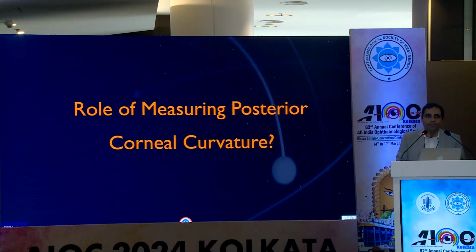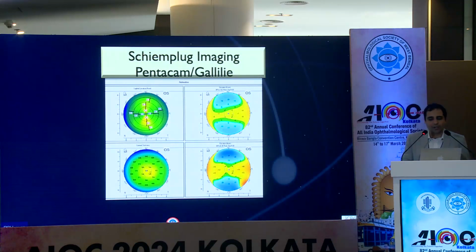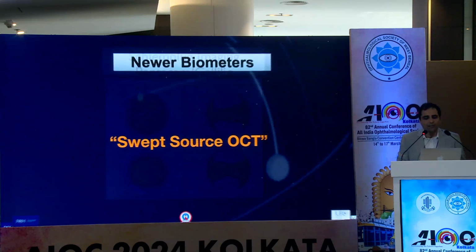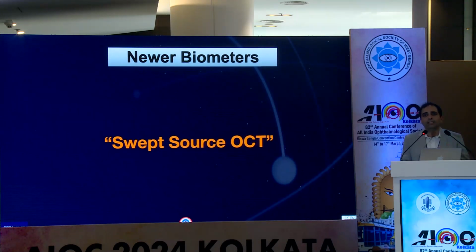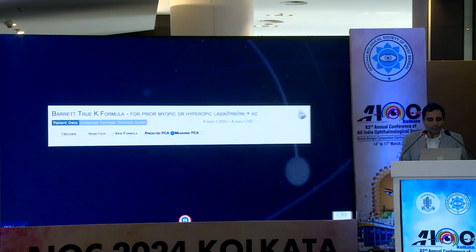What is the role of measuring the posterior corneal curvature? The discussion that we just had. There are now machines which allow us to measure the posterior cornea directly, like the Scheimpflug imaging, the Pentacam or the Galilei. And there are biometers which actually don't measure the posterior cornea. The IOL 700 also gives you a simulated posterior corneal reading, not the direct capture reading. But yes, you do have readings of the posterior cornea available now.